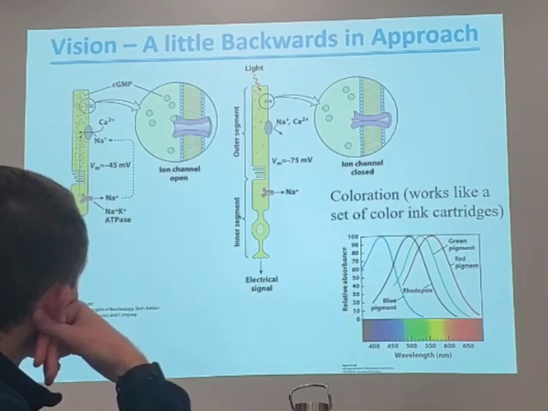Whoa! About print cartridge with great science. No, it's been around for a while. Okay.